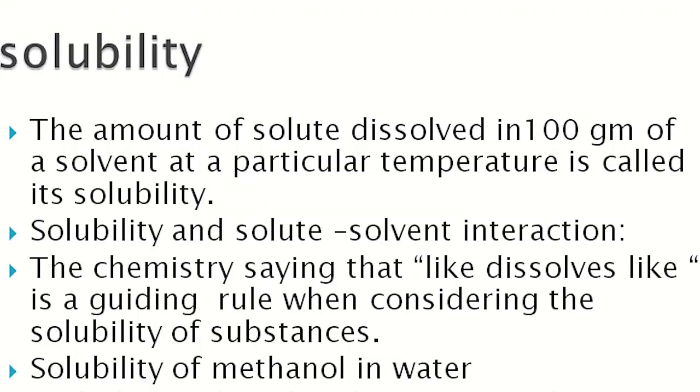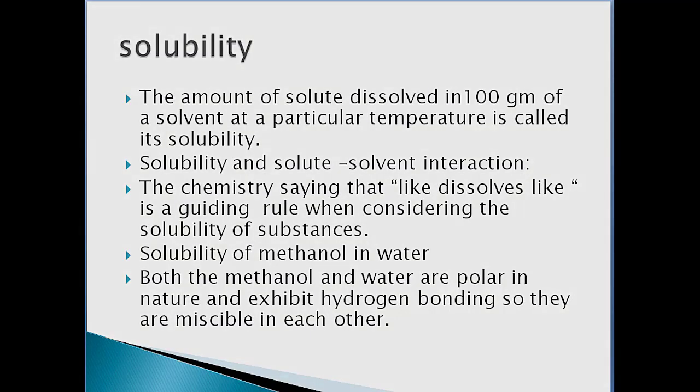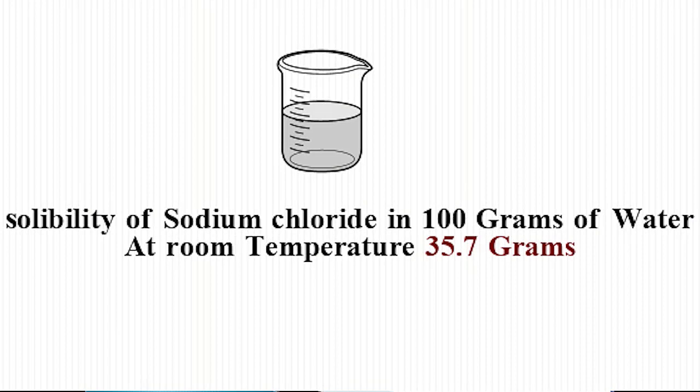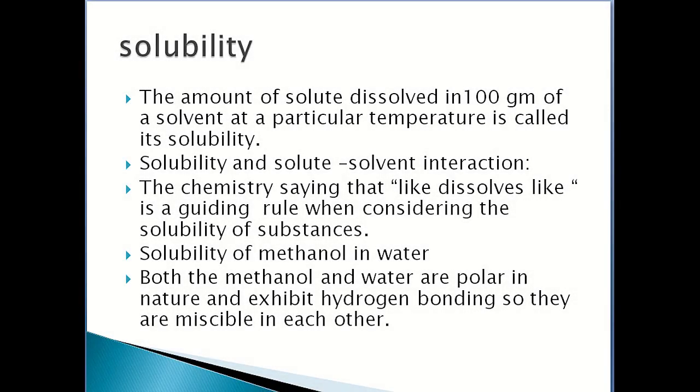Solubility is the amount of solute that dissolves in 100 gram of a solvent at a particular temperature. For example, the solubility of sodium chloride in 100 gram of water at room temperature is 35.7 gram. Right? Now, how does a solute become soluble in water?